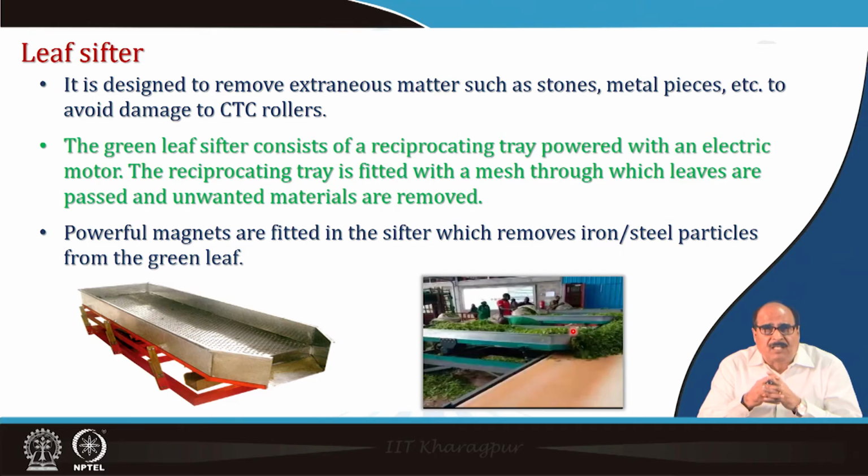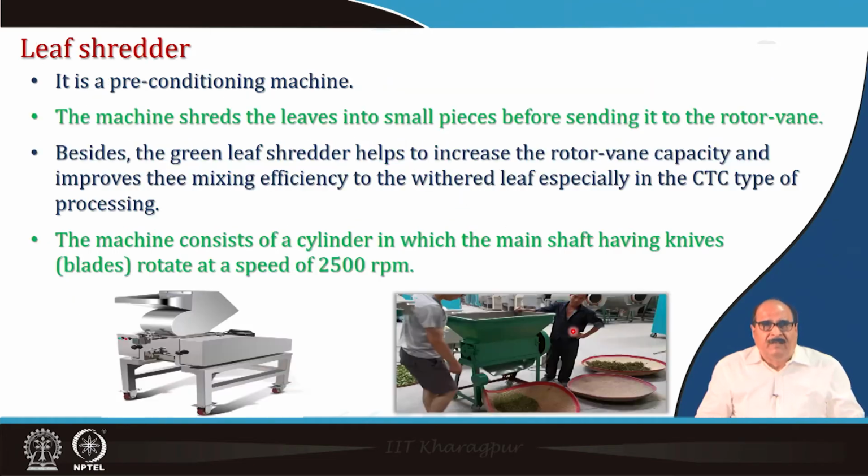The green leaf sifter consists of a reciprocating tray powered with an electric motor. The reciprocating tray is fitted with a mesh through which leaves are passed and unwanted materials are removed. Powerful magnets are also fitted in the sifter, which remove any iron or steel particles, if there are any.